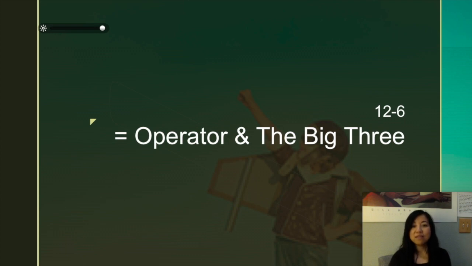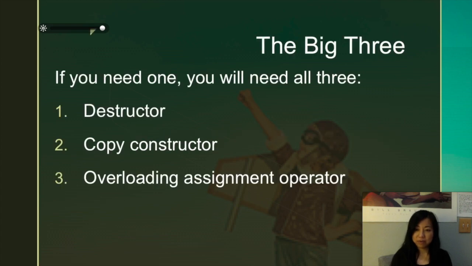Hi class, let's talk about, in the dynamic array as member variable discussion, we would overload the assignment operator, and it's actually part of the big three. We are going to talk about it. So what is the big three? The destructor, the copy constructor, and the overloaded assignment operator. If you need one of them, you would actually need all of them.